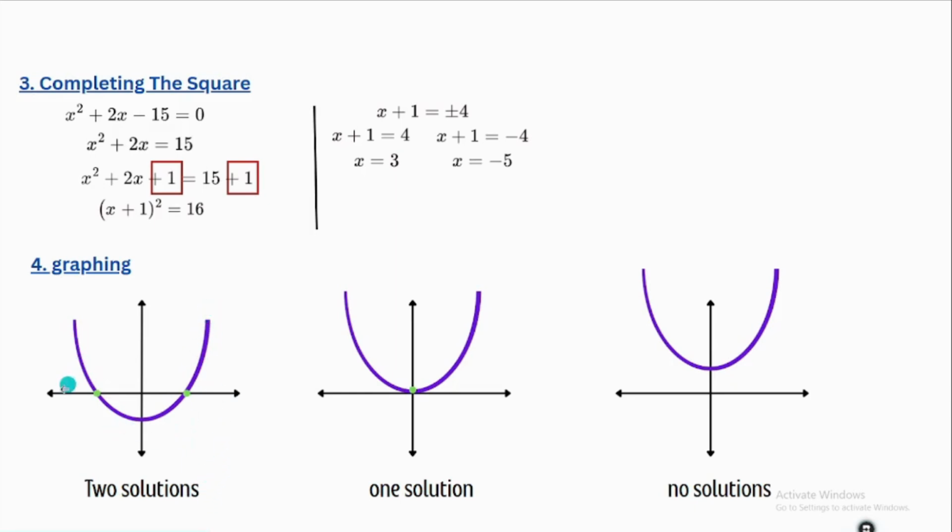When the parabola intercepts the x-axis in 2 points, we have two solutions. When the quadratic equation, after we graph it, intercepts the x-axis in 1 point, there is one solution. If the parabola doesn't intercept the x-axis, there is no solution.